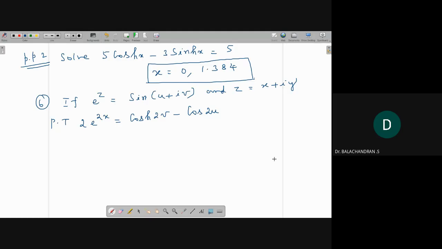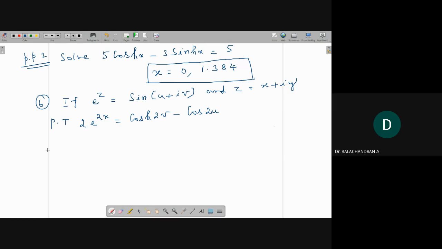So I will give you 2 different methods, okay? But I am going to do one method here. You should try the second method. The first method is substitute z equal to x plus iy. So then e power x plus iy equal to the right hand side, using the formula sine of a plus b, sine a cos b plus cos a sine b, and equate the real and imaginary part. And then get this answer. So this is the first method.